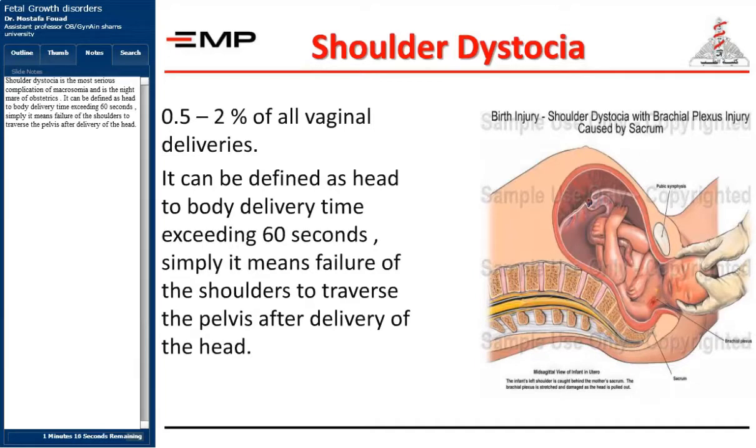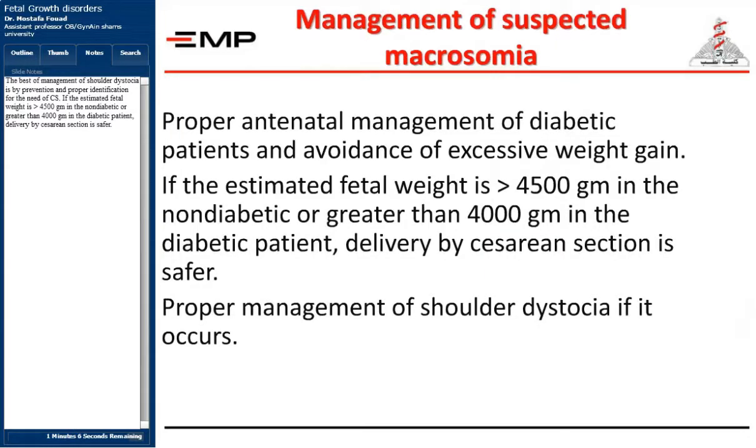It can be defined as head-to-body delivery time exceeding 60 seconds; simply it means failure of the shoulders to traverse the pelvis after delivery of the head. The best management of shoulder dystocia is by prevention and proper identification of the need for CS. If the estimated fetal weight is 4,500 gm in the non-diabetic or greater than 4,000 gm in the diabetic patient, delivery by cesarean section is safer.